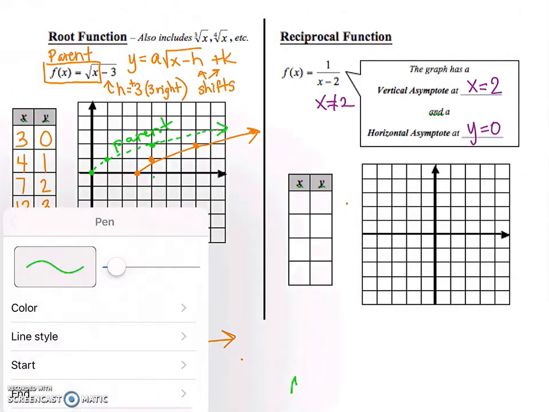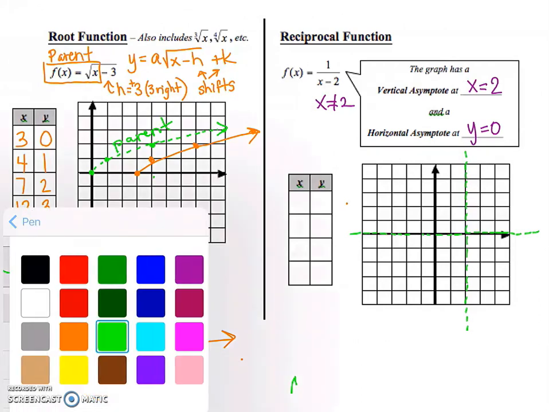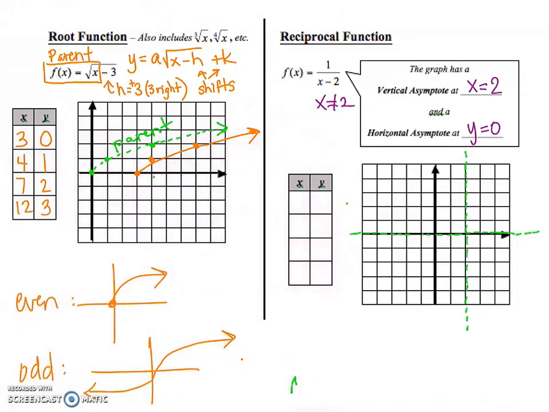So I'm going to go ahead and sketch in my asymptotes. I've got a horizontal asymptote here at y equals 0, and I have a vertical asymptote here at x equals 2. Keeping in mind, these are lines that the graph is going to approach but never cross. So now, to figure out what this graph is going to look like, I'm just going to make a table of points.